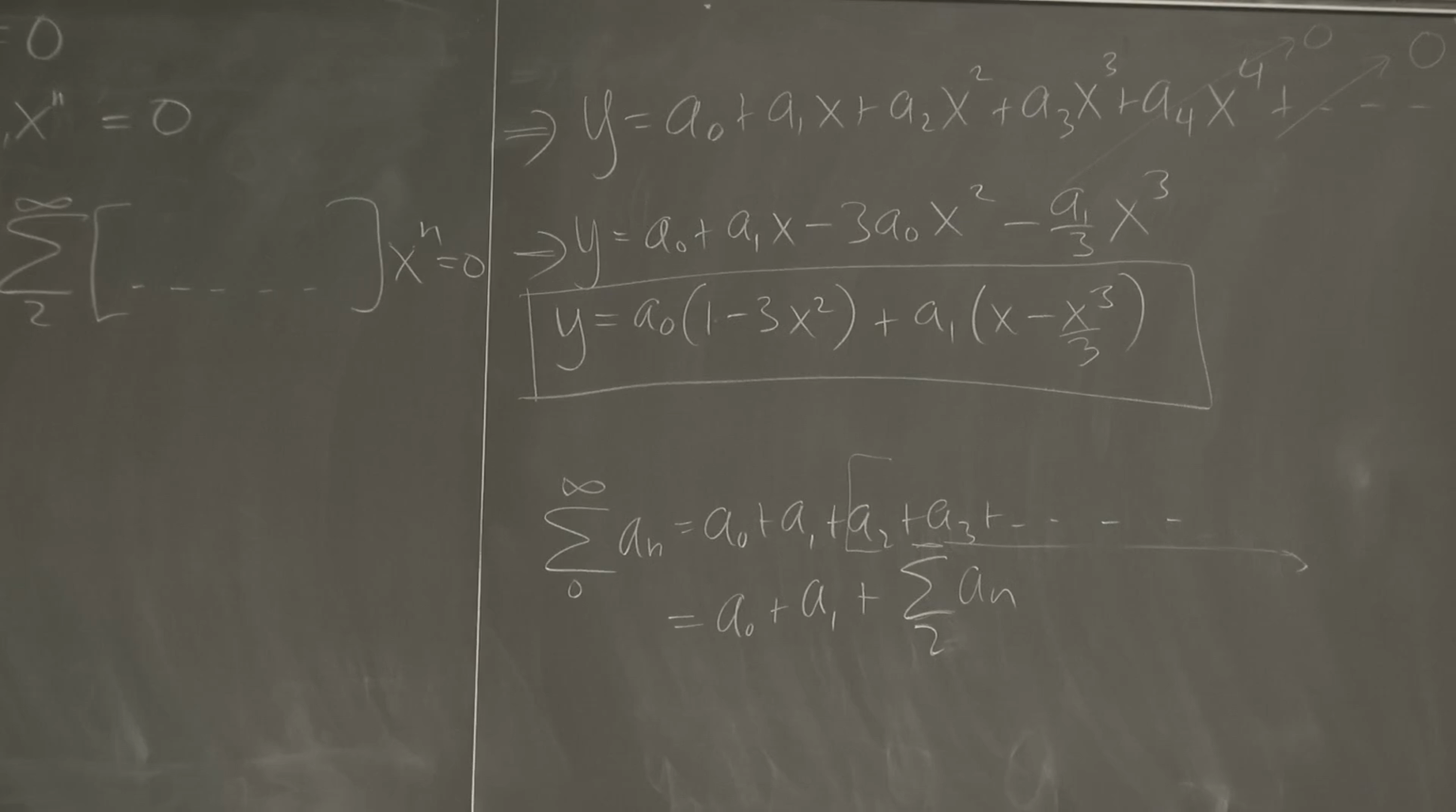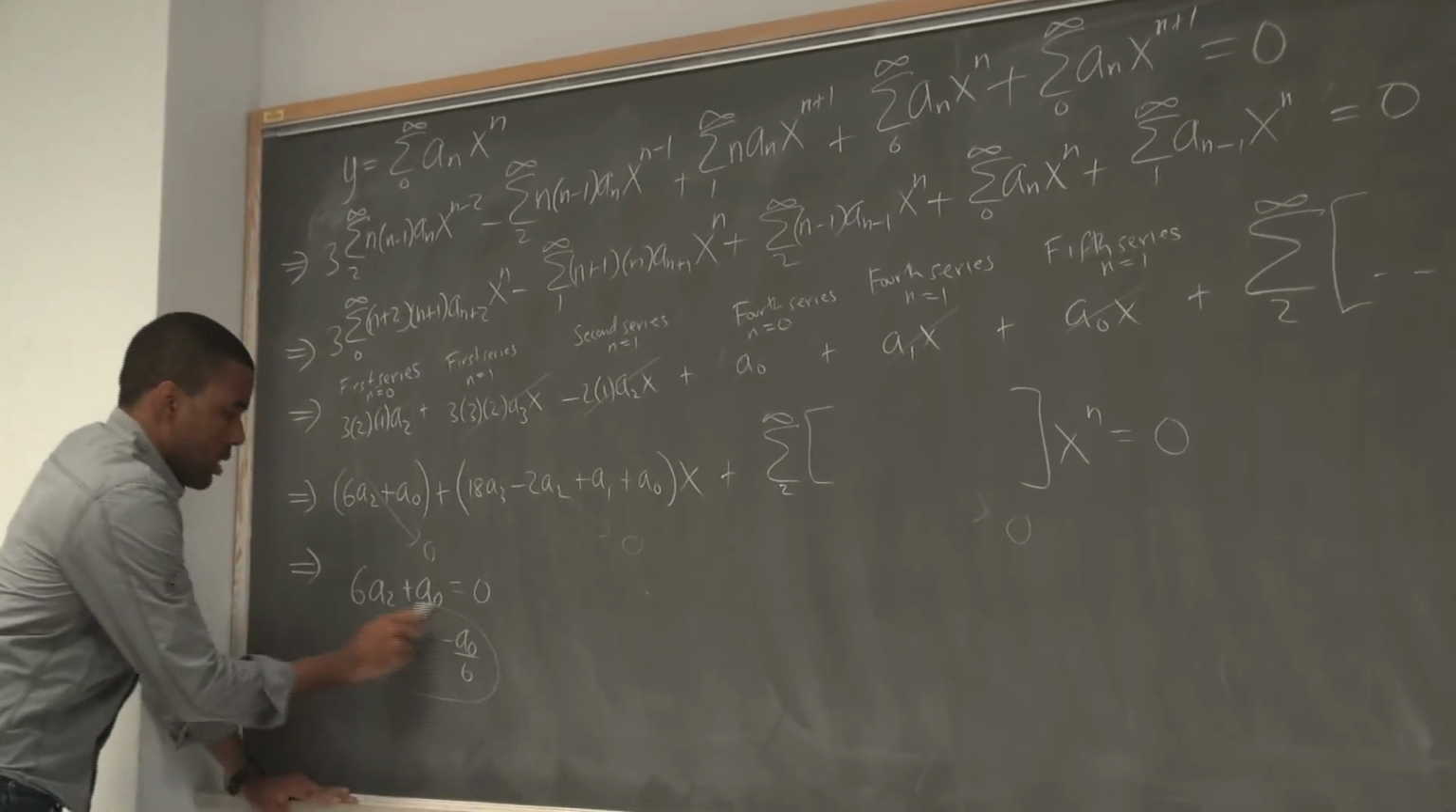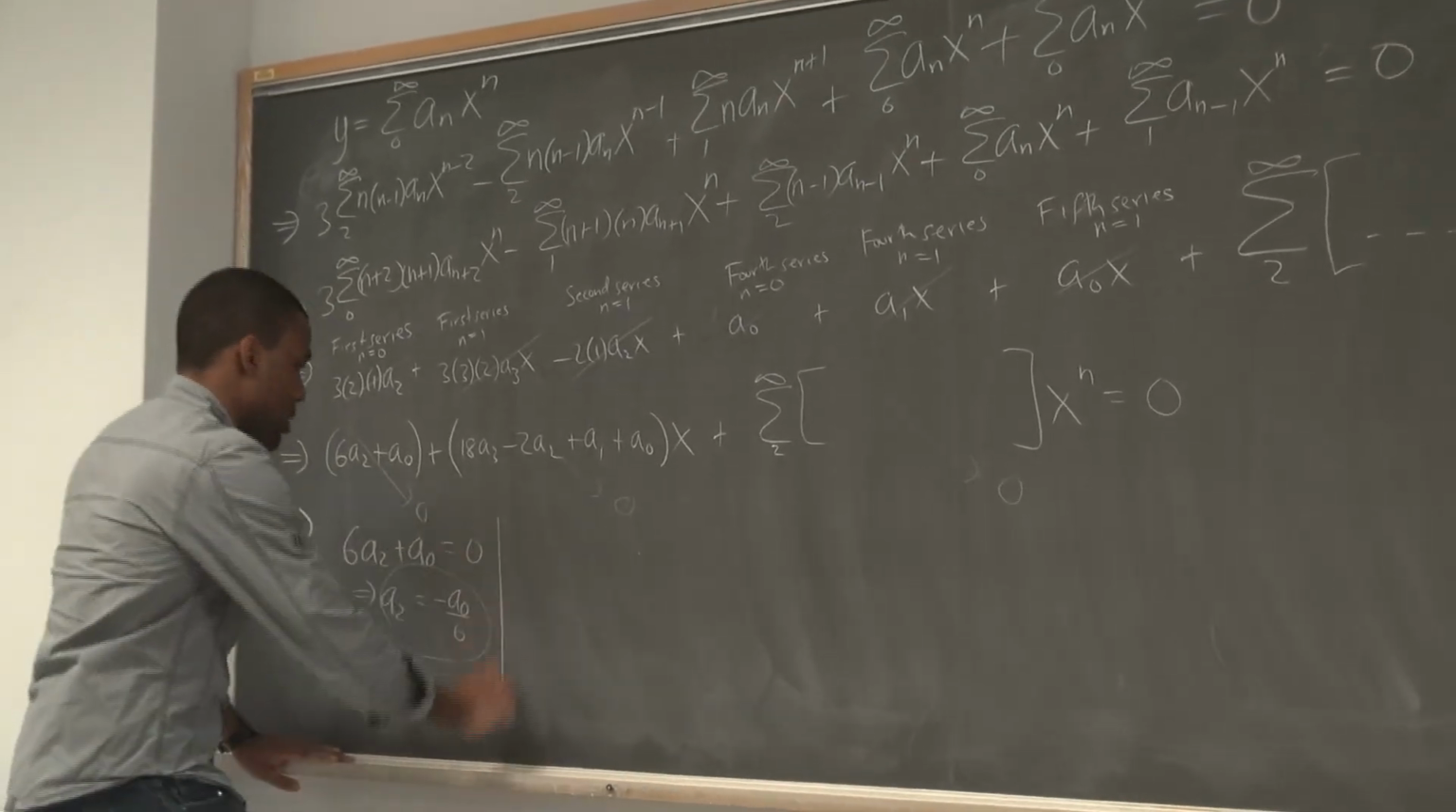So now we have to set each term equal to 0, right? Because the coefficient will be 0 on both sides. So this means that 6a2 plus a0 equals 0. This means that a2, for example, would be a0 over 6, because you want to solve for the bigger guy. So that's just a little factoid that might help us.